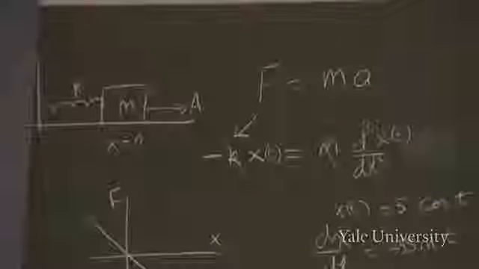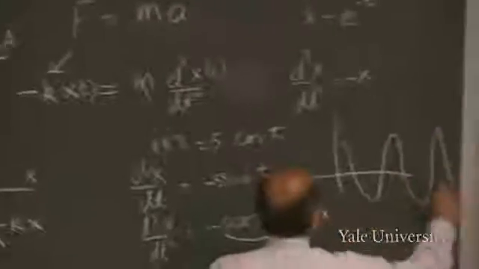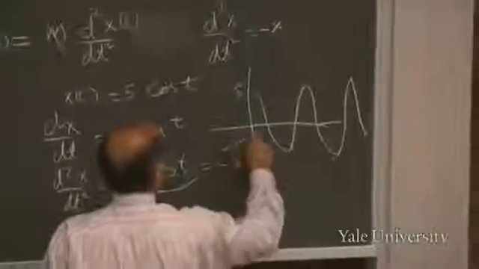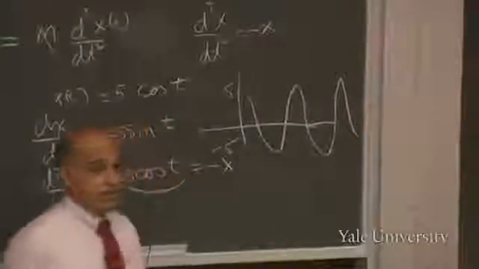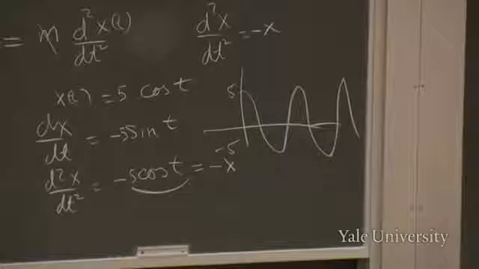And what this tells you then, you can now plot. This is a graph that looks like this. It goes from 5 to minus 5 and repeats itself, and it's very nice. That's what we think the spring would do. Now, do you think this is a real spring, or am I missing something? Is this the whole story?